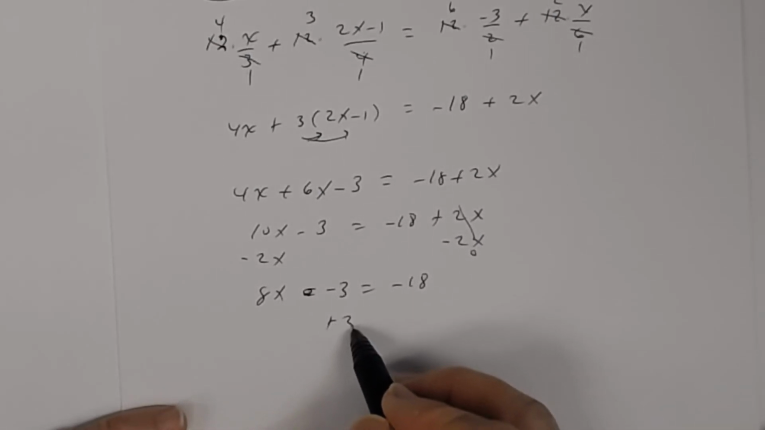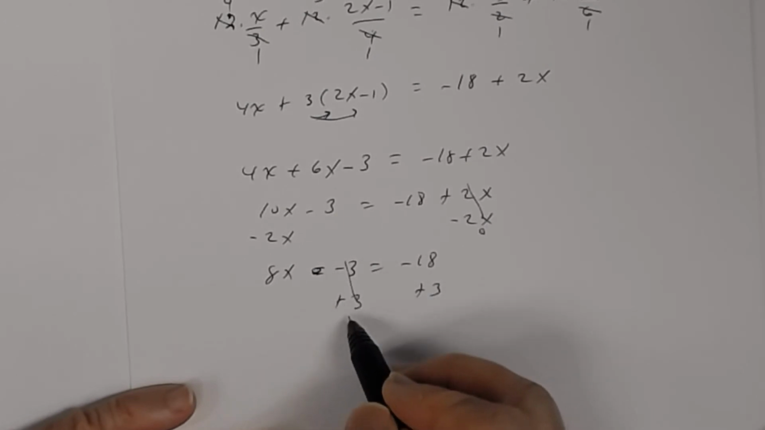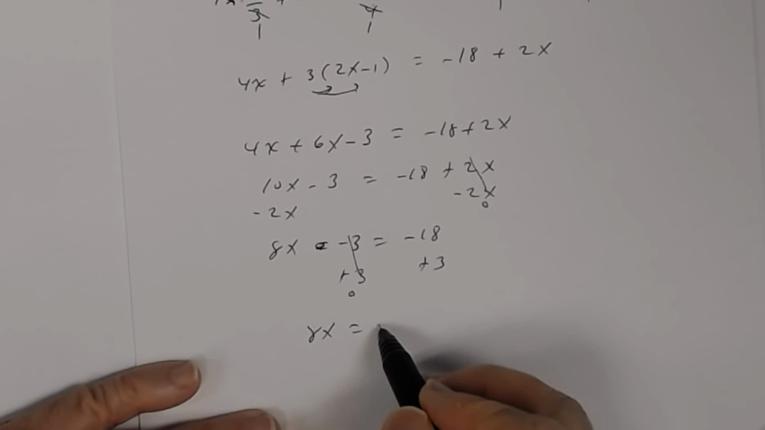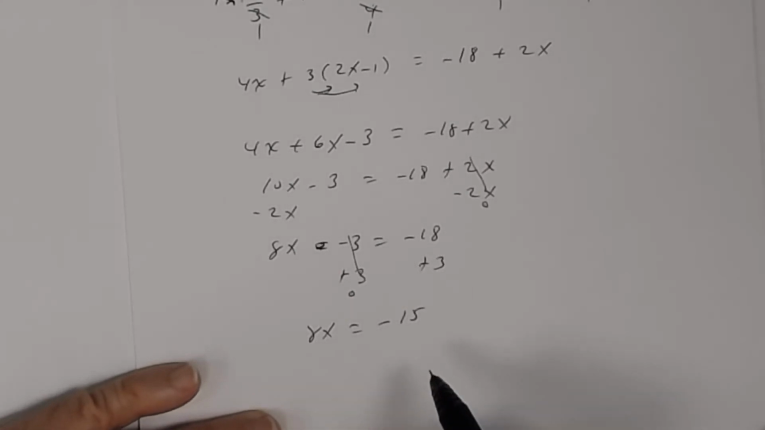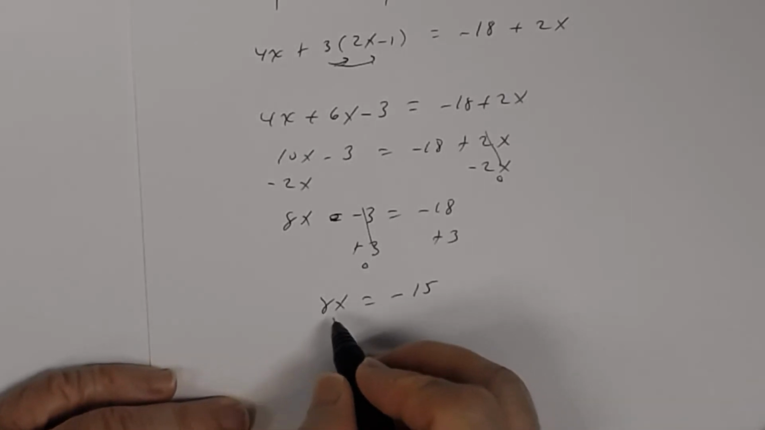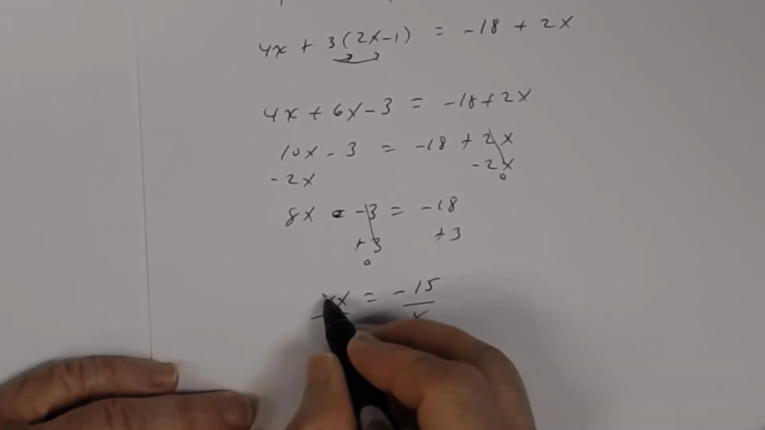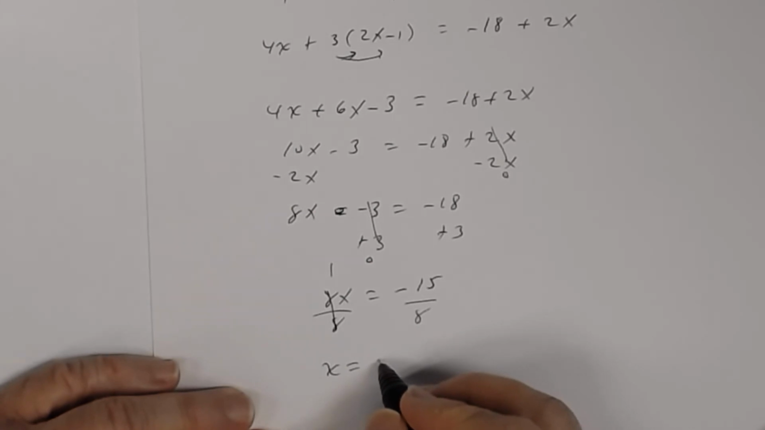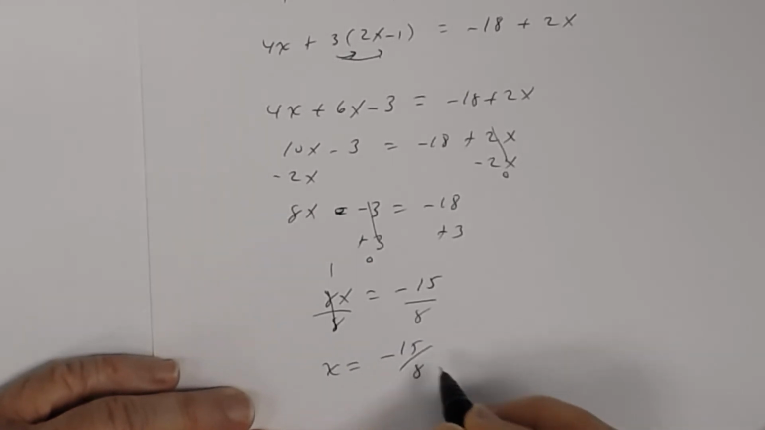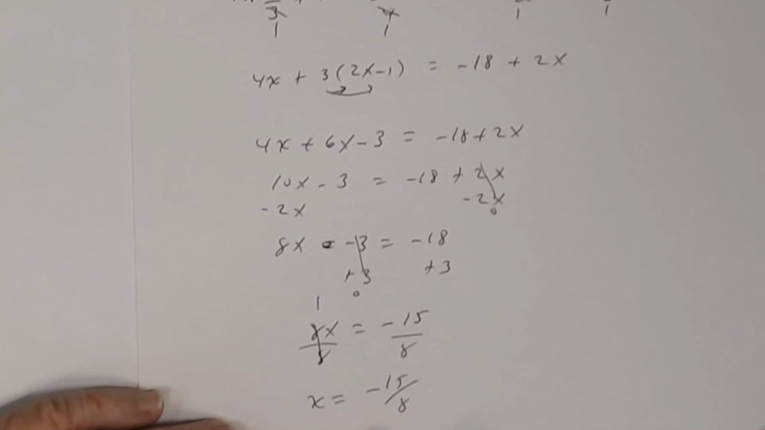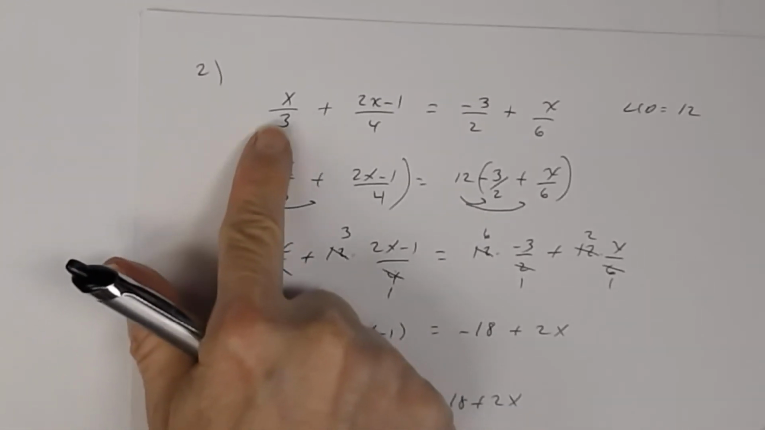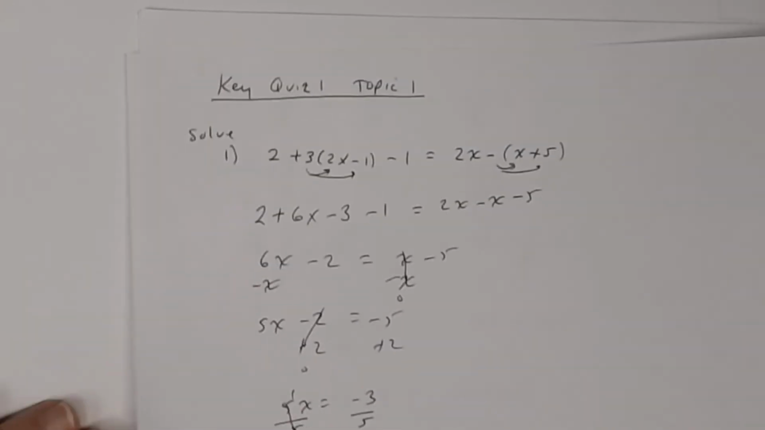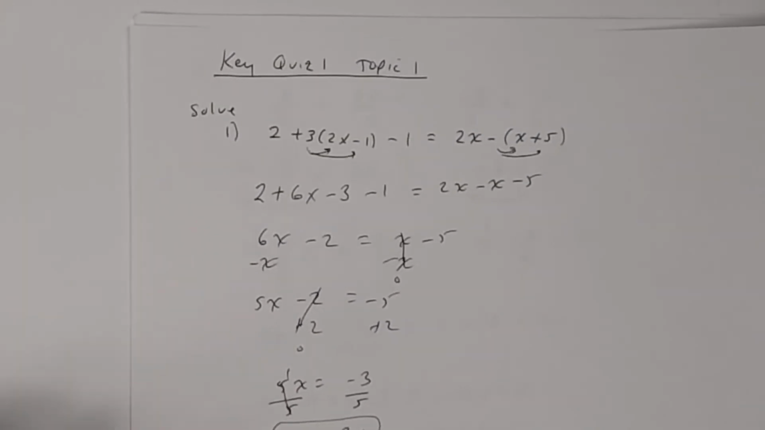Now adding 3 to both sides and combining like terms, negative 3 and 3 is 0. I get 8x is equal to negative 15. Negative 18 and 3 is a negative 15. And then finally, dividing both sides by 8, 8 divided by 8 is 1. 1 times x is x. I found my solution. So my solution is negative 15 eighths. And so that's the solution. Negative 15 eighths is a solution to this linear equation. And so that is the key to the 2 problems on quiz number 1.